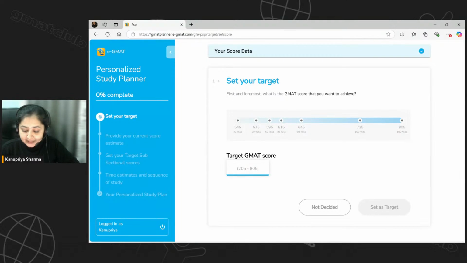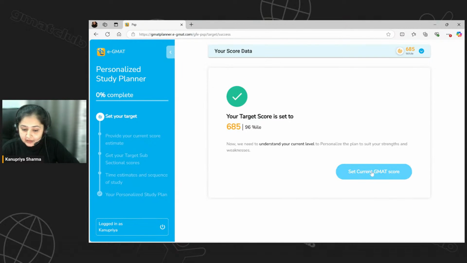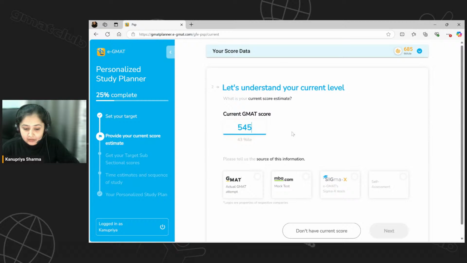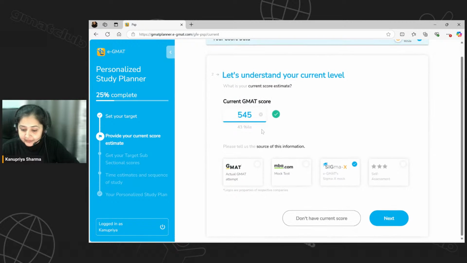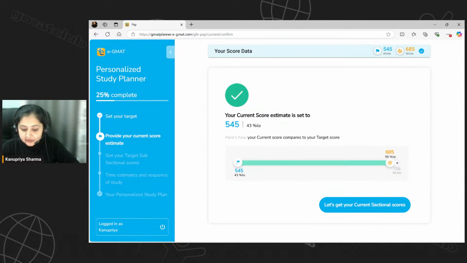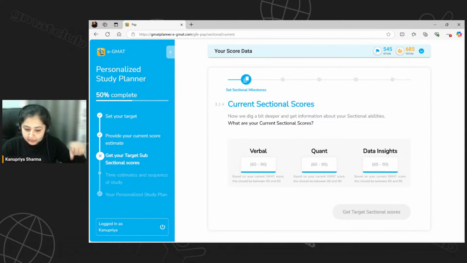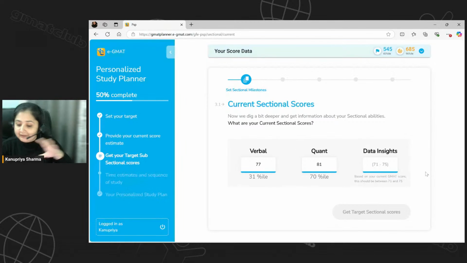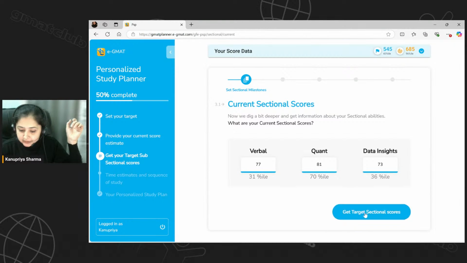Now, let's start by defining our target score. Let's say you're targeting 685. All right. And right now, let's say you are at 545 and the source is Sigma X mock. So this is what your overall journey would look like. Now let's get to the sectional scores. Let's say you are not very strong with verbal, but you are strong with quant relatively. Now the system knows that DI will lie somewhere between 71 and 75. All right, so let's provide this information.